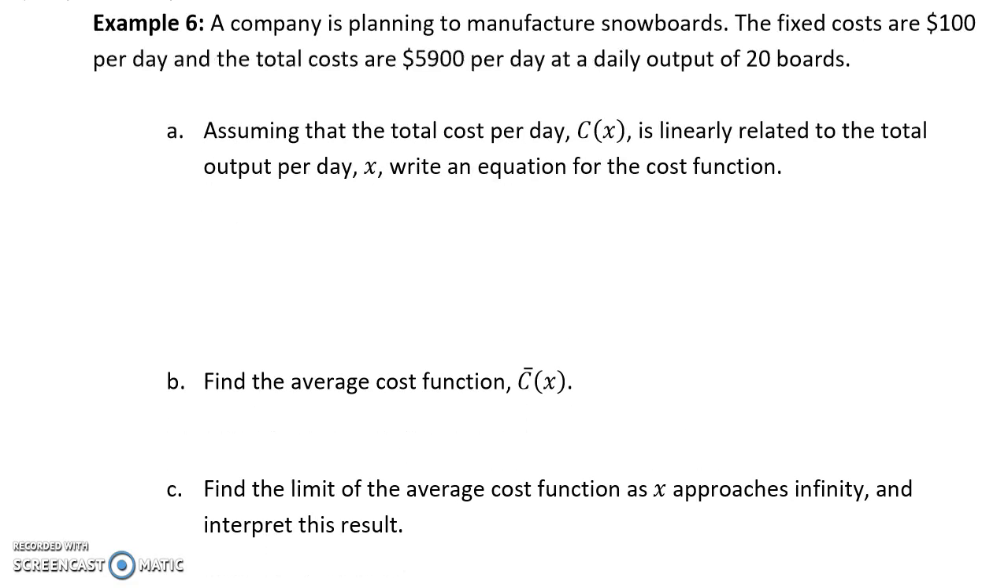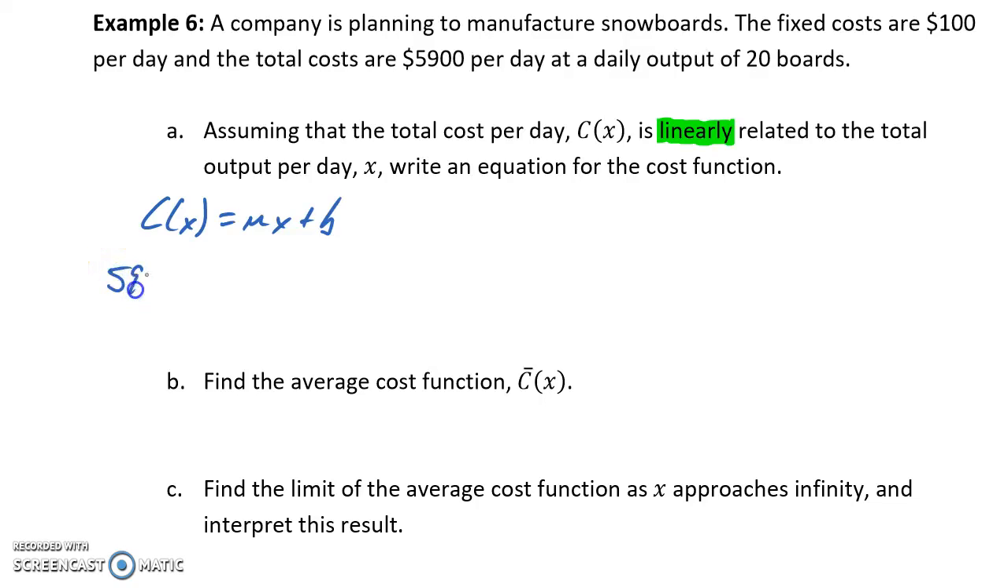So in this case, in example 6, we have a company planning to manufacture snowboards. The fixed costs are $100 per day, and the total costs are $5,900. We want to assume that the total cost and output per day are linearly related, and we want to come up with an equation for our cost function. So this means we want to generate a function of the form c of x equals mx plus b, since we know we have a linear relationship.